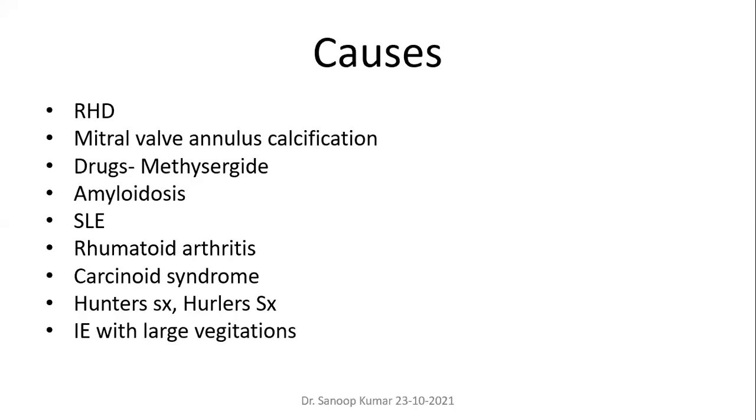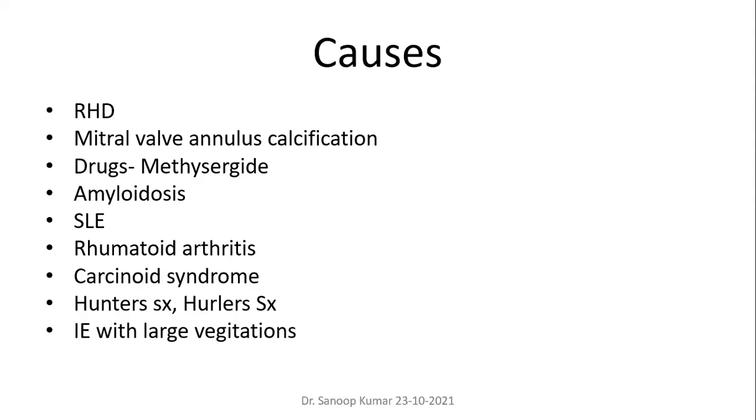Then you have mitral valve annulus calcification, drugs like methysergide, then amyloidosis, you can have mitral valve stenosis. SLE: I told you, you can have both mitral valve regurgitation as well as stenosis. Rheumatoid arthritis also, you can have both stenosis as well as regurgitation. Carcinoid syndrome, you can have mitral valve stenosis because of pro-inflammatory carcinoid particles like serotonin. It will cause stenosis or contractures or fibrosis of the mitral valve. Hunter syndrome, Hurler syndrome, infective endocarditis with large vegetations.